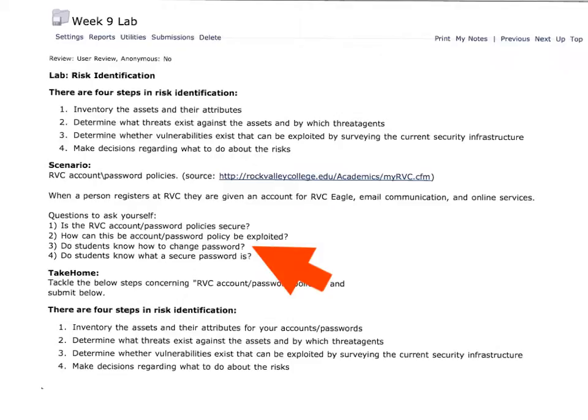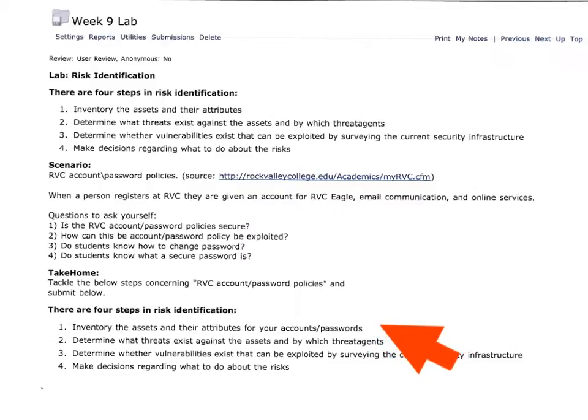Now, the take home for this then, and to tackle it, we're going to go over a scenario on the board to get you armed with what you need to complete the assignment. You need to tackle the below concerns, and then you're going to submit them, as always, in the Dropbox. And this is actually a screenshot from the Dropbox.